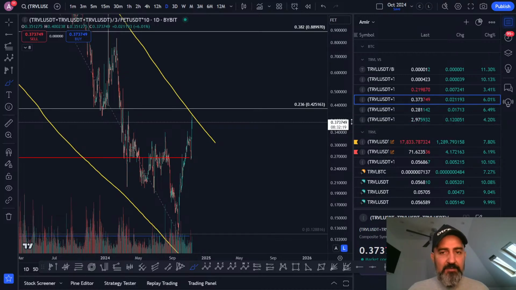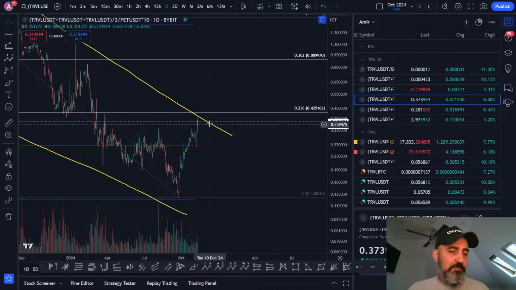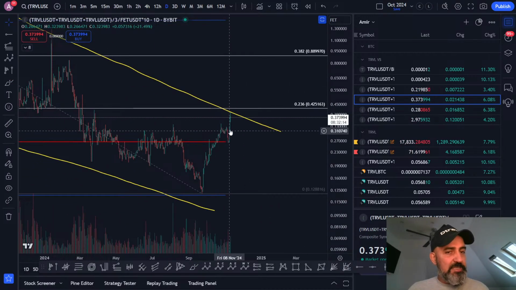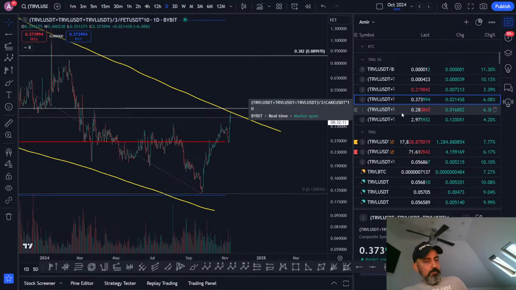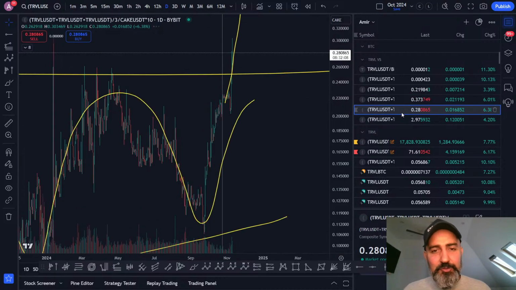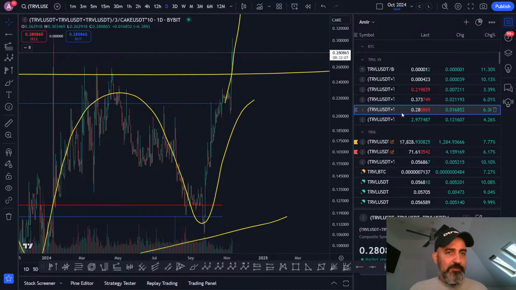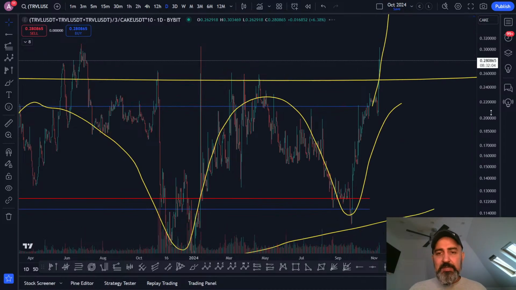Fetch, I said, I think people will be using TRVL to leverage Fetch. So just wait until Fetch starts pumping. If you've got TRVL, you'll be like on steroids, Fetch on steroids.